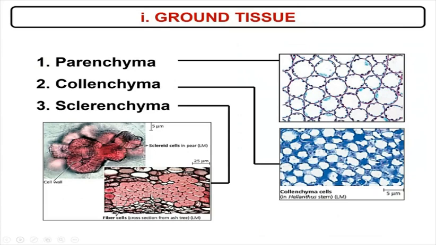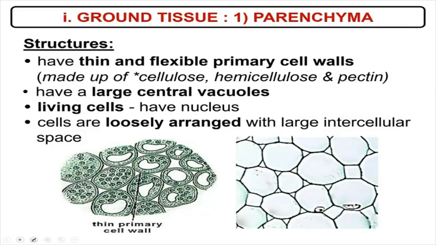So ground tissues are divided into 3 types. The parenchyma, the word parent means this is the original cells that give rise to another cell, parenchyma. Collenchyma, sclerenchyma. Okay, let's see how they are differentiated.